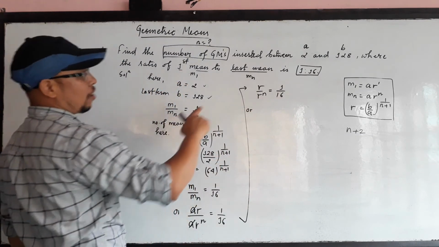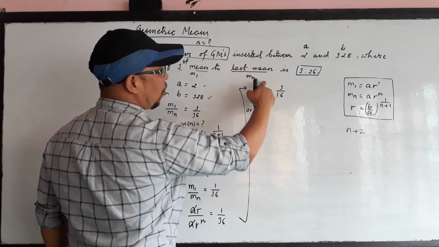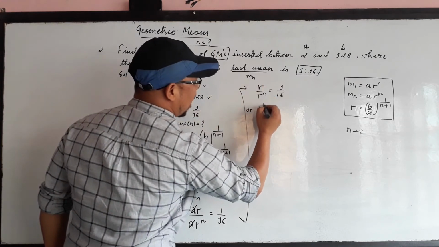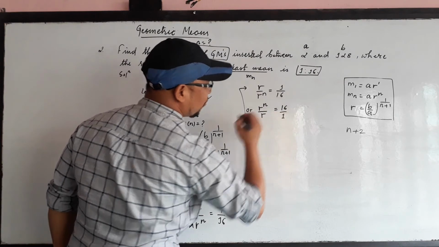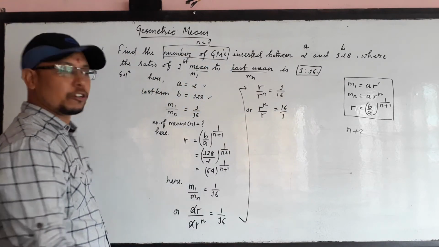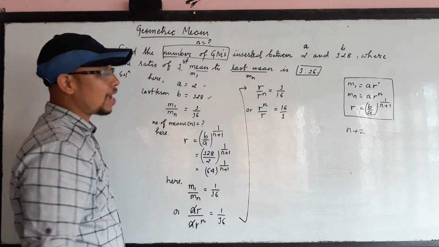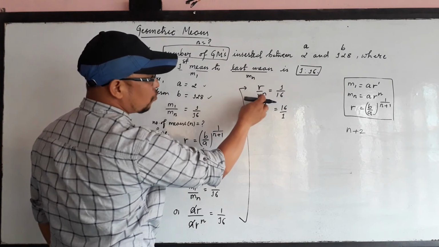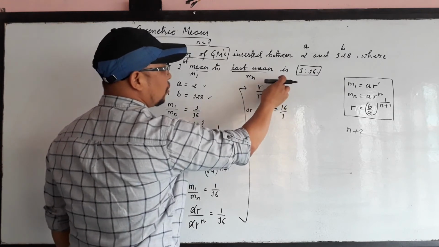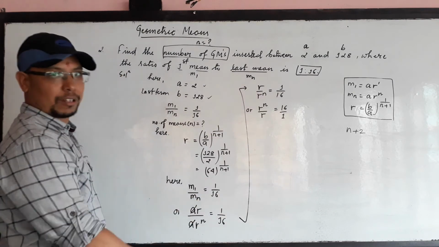Okay students, now see, first you can just reciprocal it. Reciprocal means this power. Now see, can you write like that? r power n by r equals to 16 by 1. Okay, this you can do. This is the mathematical rule. You can just invert them. Denominator goes to numerator, numerator goes to denominator. 16 goes to numerator and this 1 goes to denominator. Just you reciprocal it.